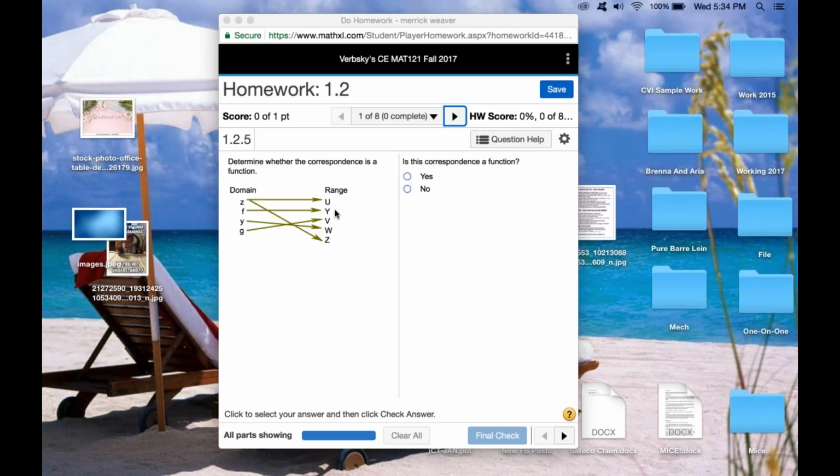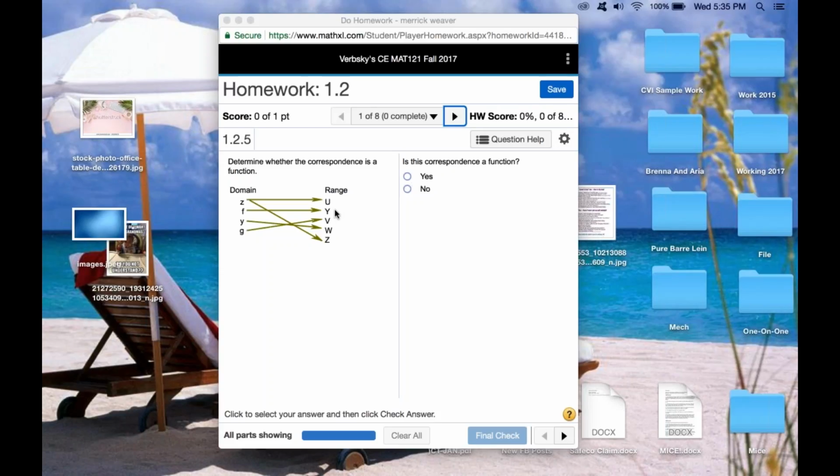So it says determine whether the correspondence is a function. Okay. What determines whether something is a function or not is that for a given value in the domain, you only have one value in the range. That's all that matters.